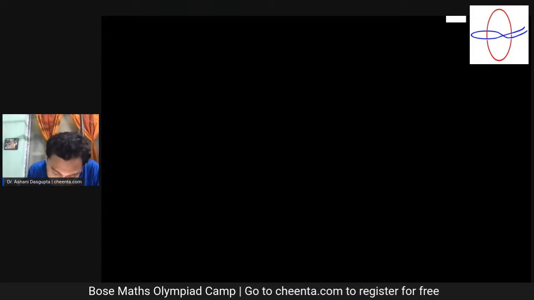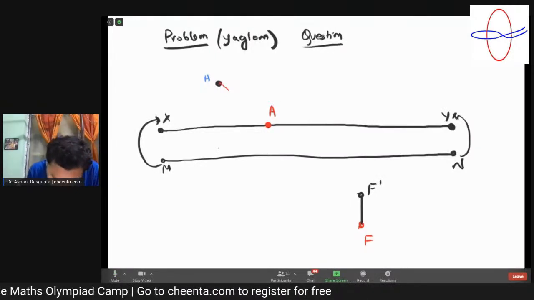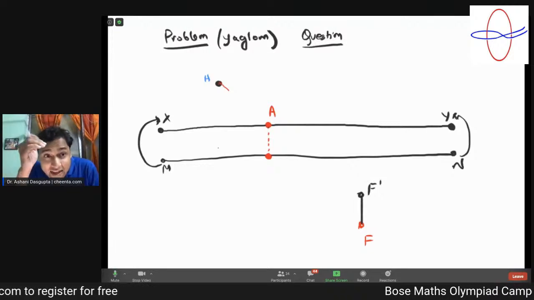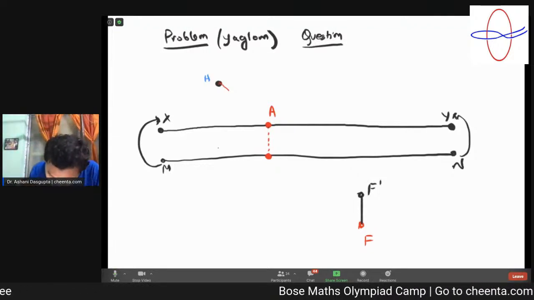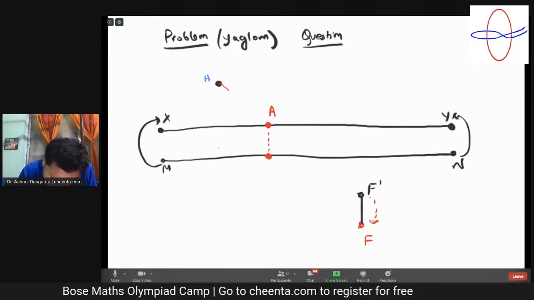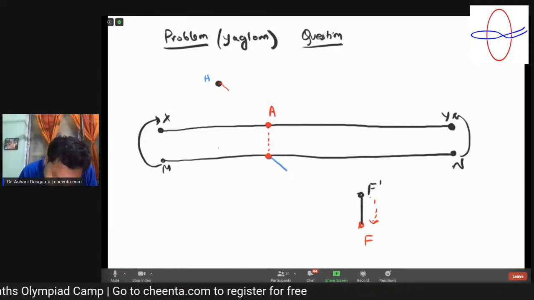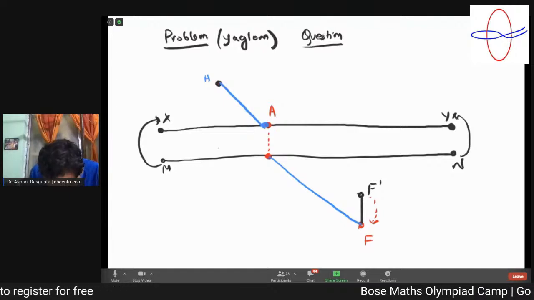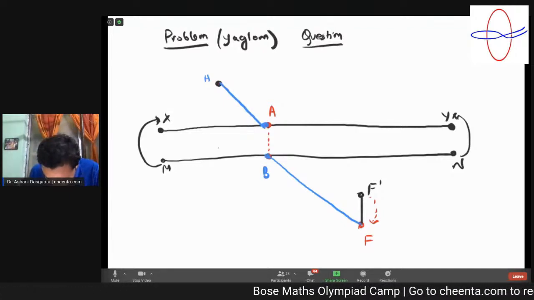So this point sort of stretches up to here. F prime has floated back to F. So you have, this is the path. Okay.